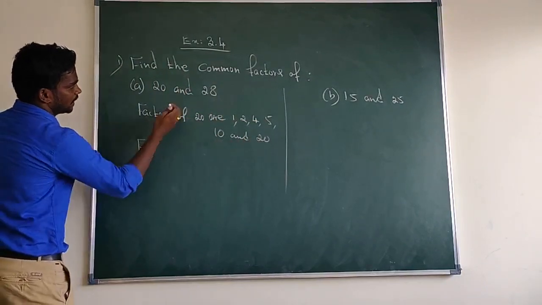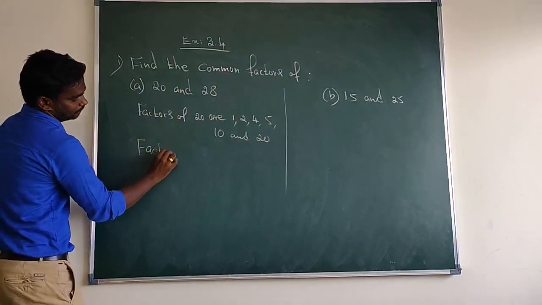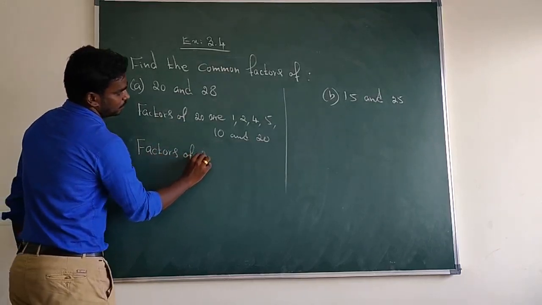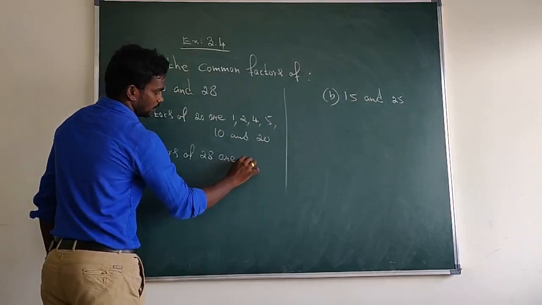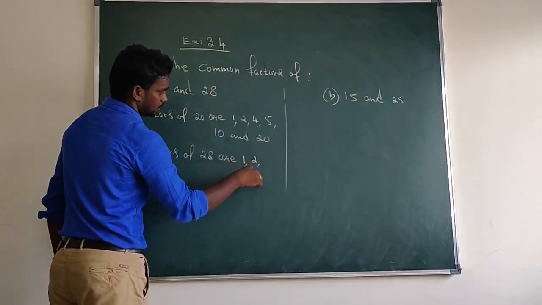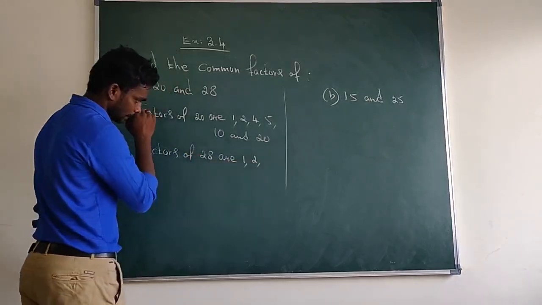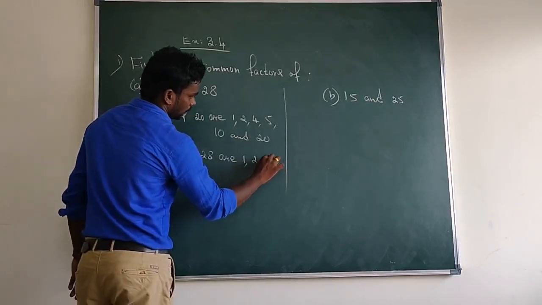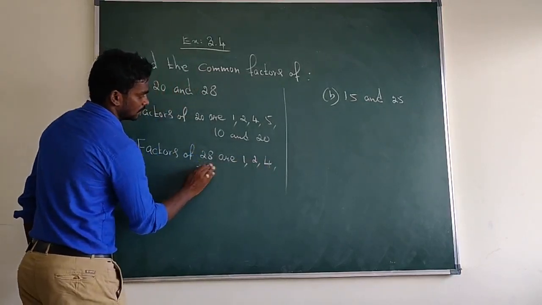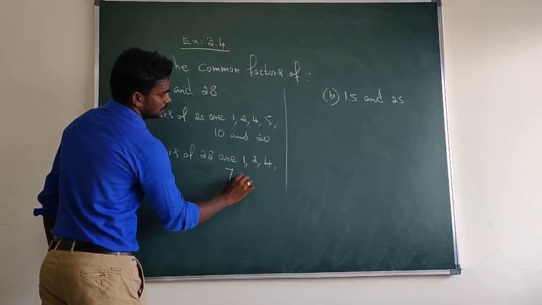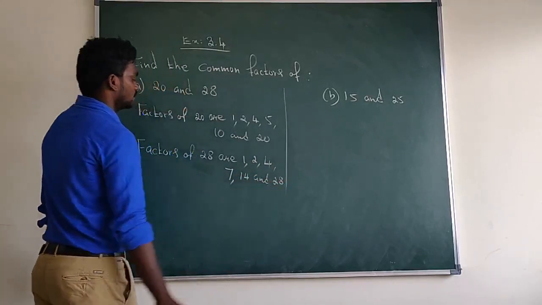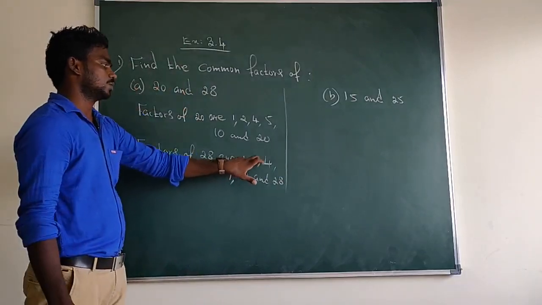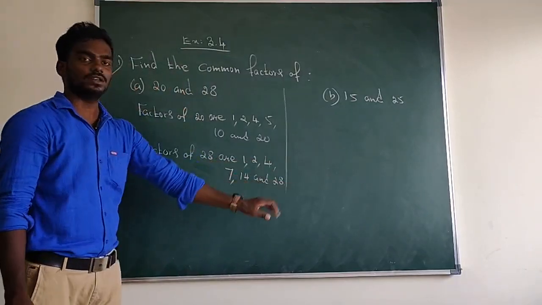Then what are the factors of 28? The factors of 28 are 1, 2, 4, 7, 14 and 28. So the factors of 28 are 1, 2, 4, 7, 14 and 28.